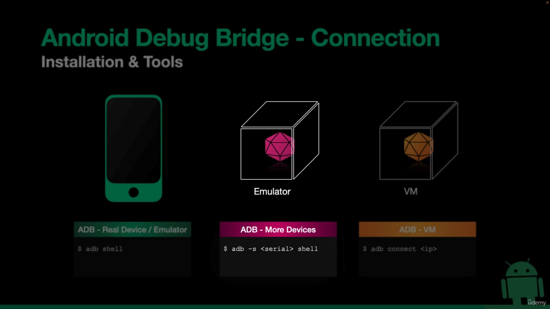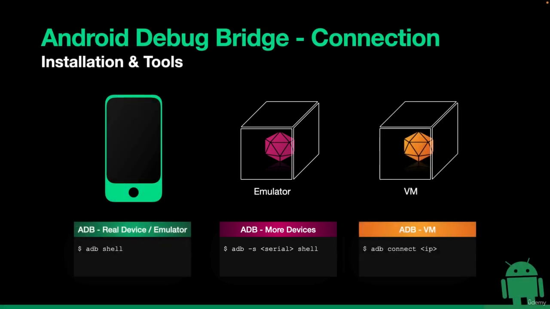So if we are having multiple devices connected, we need to call ADB -s, the serial number, and then the command we want to execute. If we get the order wrong, for example ADB shell and then the serial number, we are getting an error in there. So we have to take care about the order.